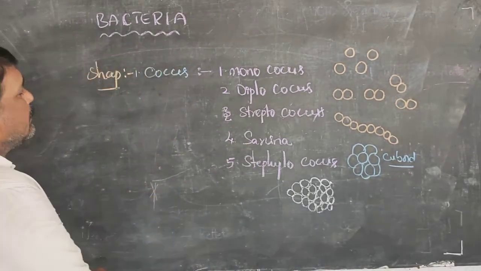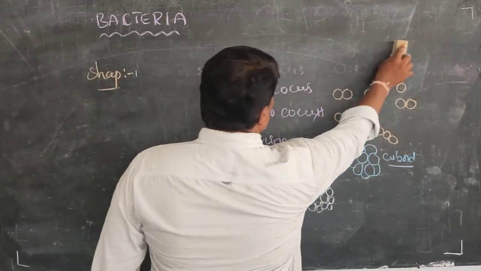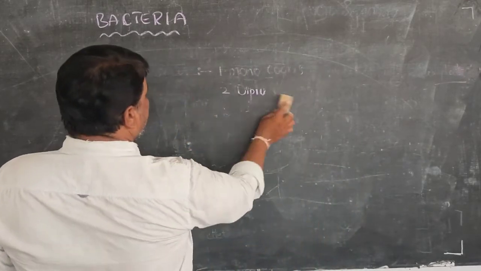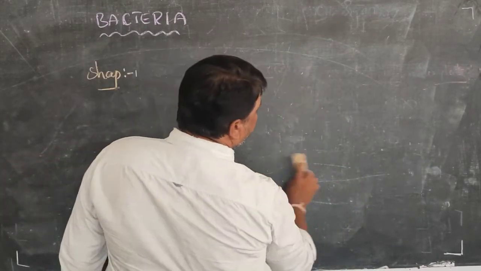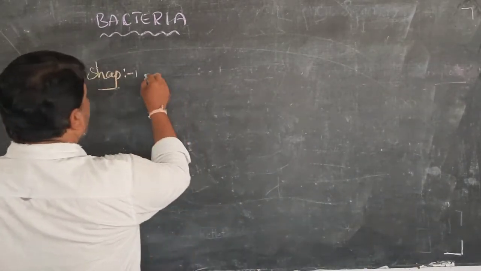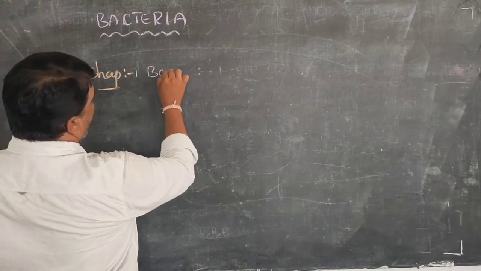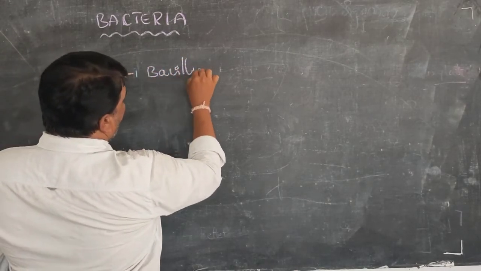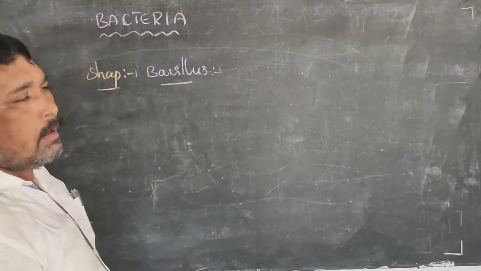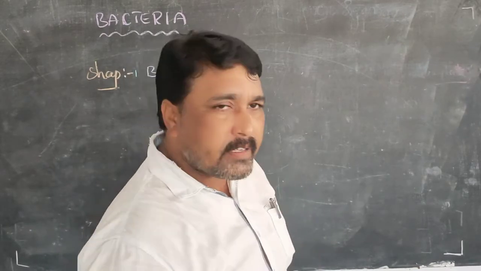Again, next one. Bacillus. The bacillus is a rod shape-like structure.